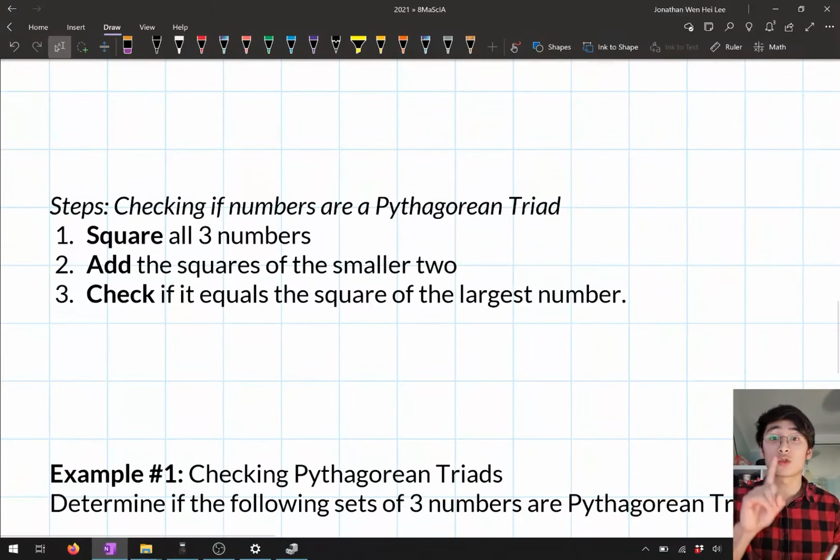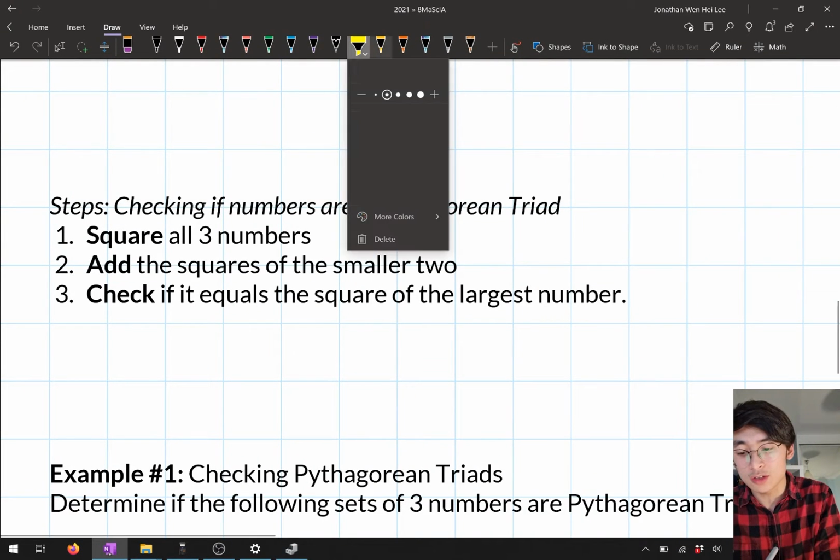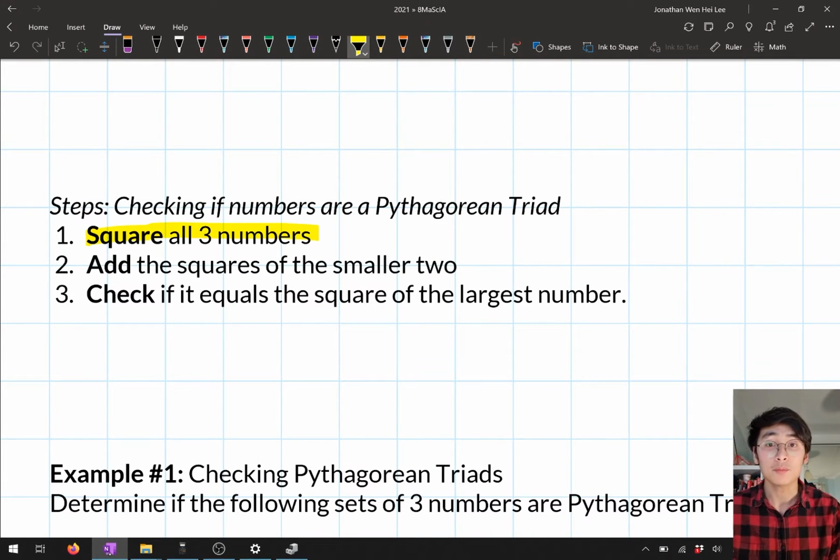So the way that we can check whether or not numbers are Pythagorean triads is what we're going to do. The first step is we're going to square all of the three numbers. Then we're going to add the squares of the smaller two numbers. So we take the two smaller ones and we add them together. Then the final thing that we're going to do is just check if it's equal to the square of the largest number. And if it does, that means we have a Pythagorean triad.